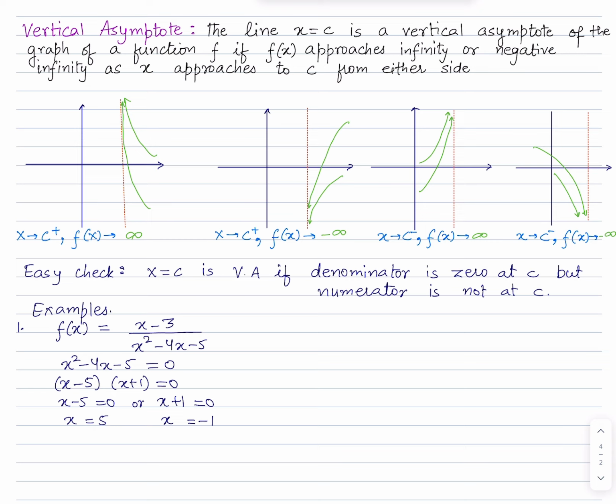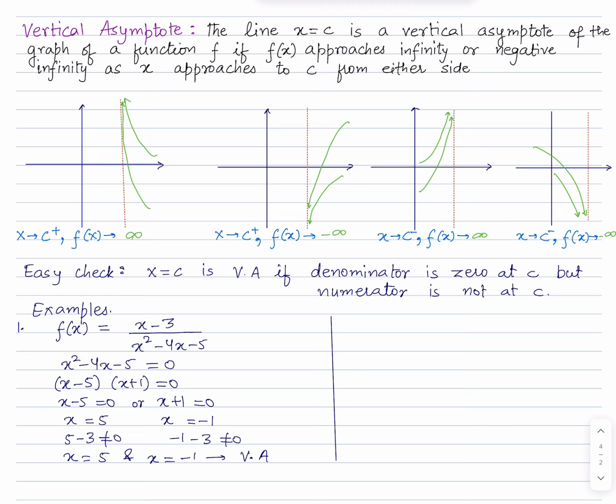Then you will check if your numerator is 0 on these points or not. At 5, my numerator is not 0. At -1, my numerator is not 0. So you will check 5 minus 3 is not equal to 0. -1 minus 3 is not equal to 0. So x equals 5 and x equals -1, these are your vertical asymptotes. So this is one way.